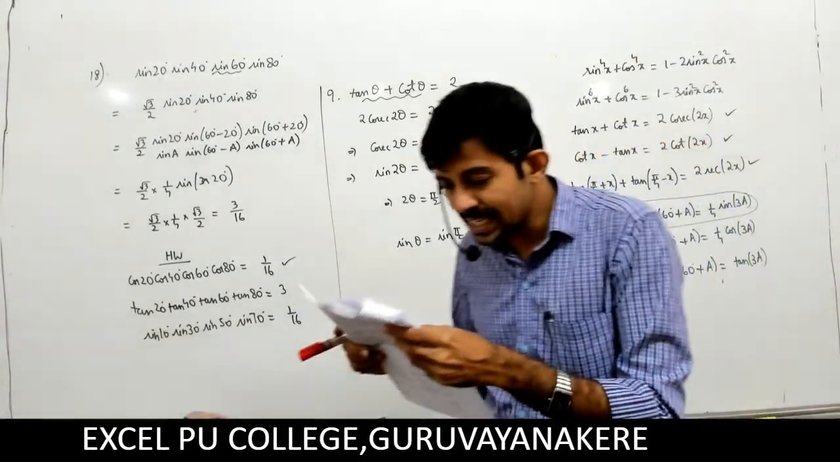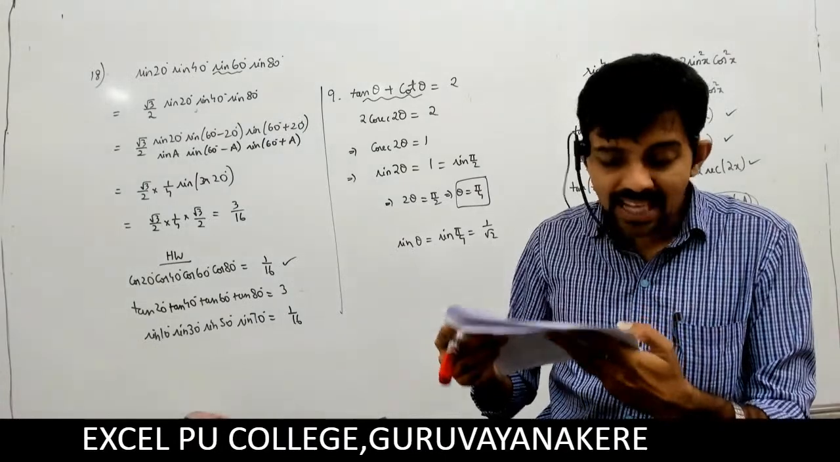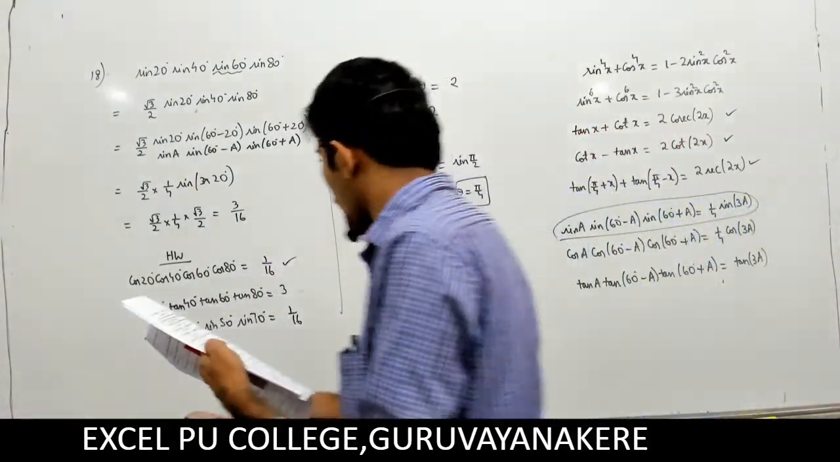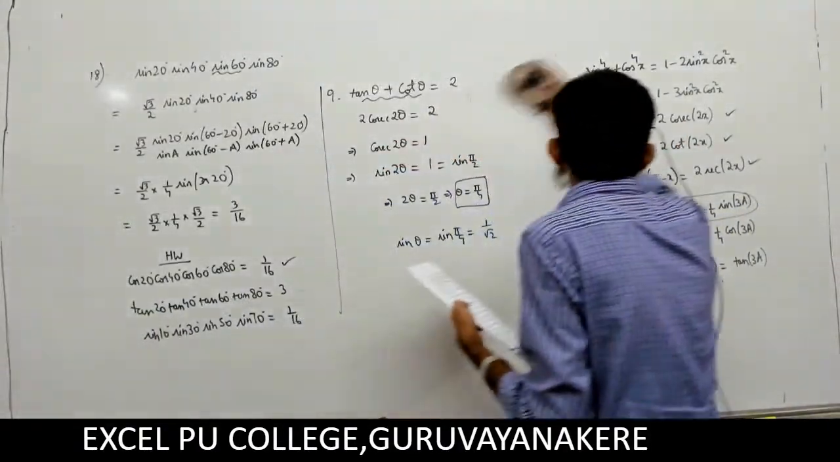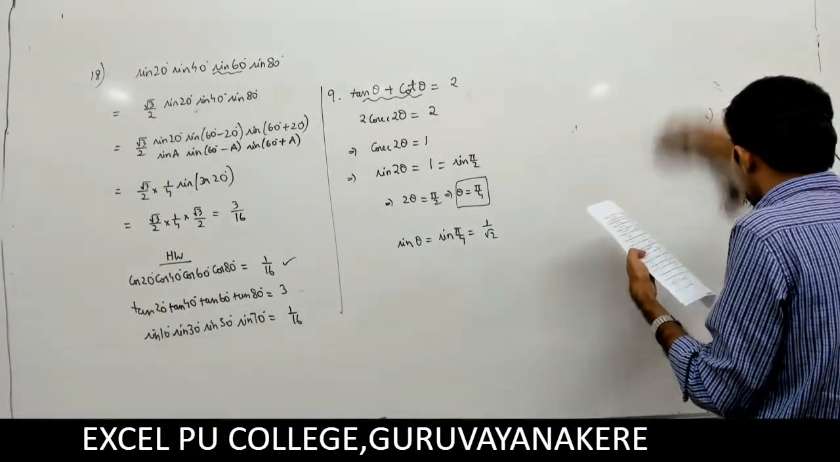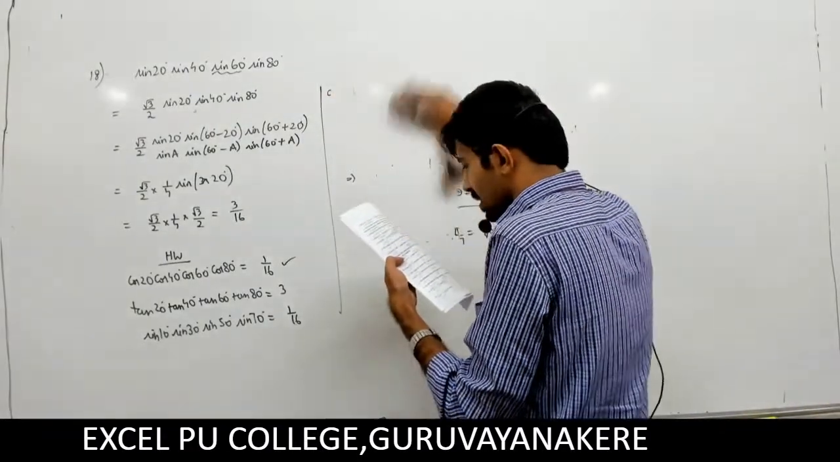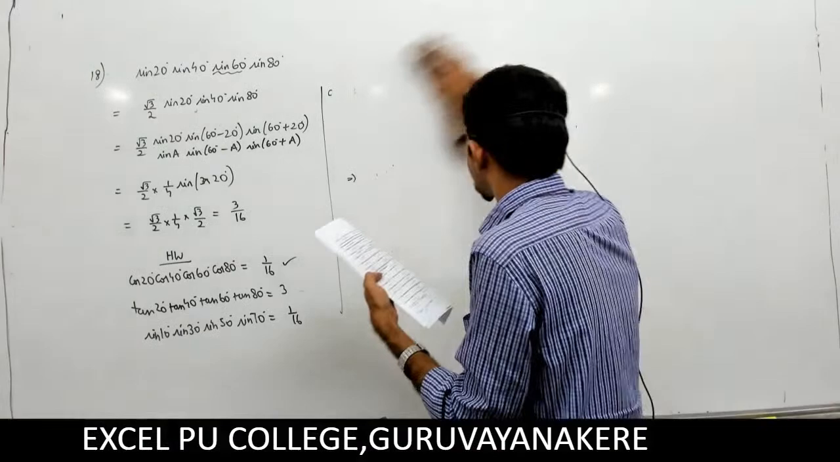So we have finished our 18th question. I'll come back to this now. Come back to question number 7. Cos of alpha plus beta is 4 by 5. Sin of alpha minus beta is equal to 5 by 13.